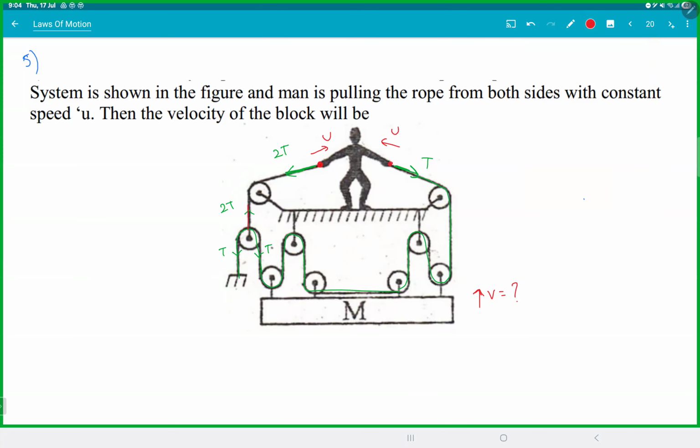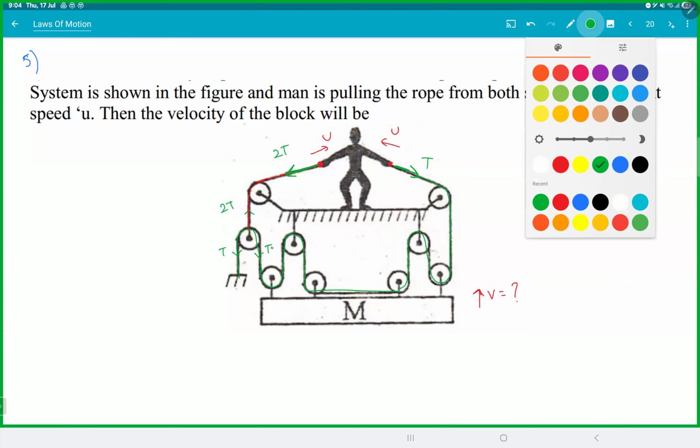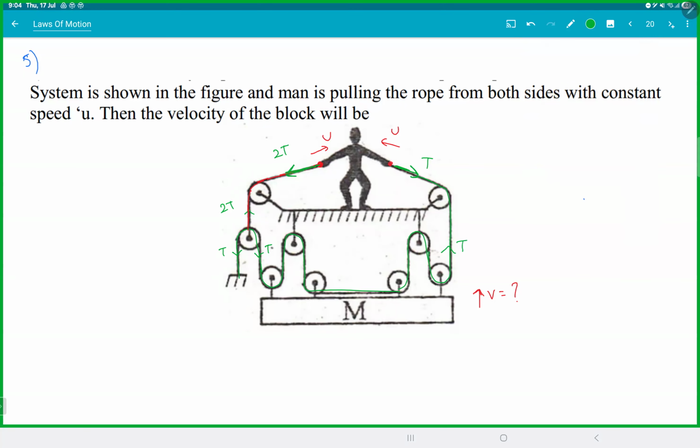Check this out. This is a different string completely. The man is pulling two different strings. Is that clear? That two strings are different on both the sides. Then you're done. Look at the tensions here. This will be tension T, this will be tension T, this will be tension T. So look at all the tensions in the vertical direction: T, T, and T. There are total 6 tensions. There is 1, 2, 3, 4, 5, and 6. There are 6 tensions which are pulling it up.